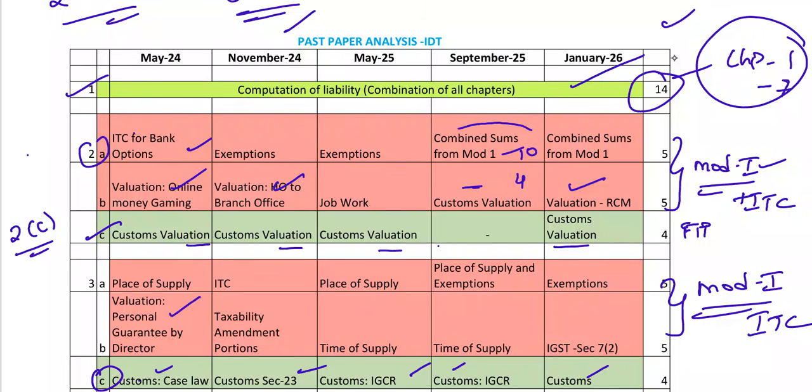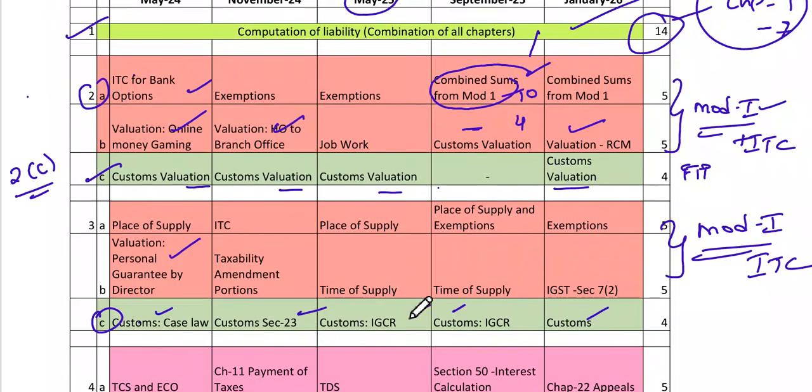Okay, see here in the September 25 attempt they have given a big question which is a mix of everything, a mix of valuation, exemption, place of supply, everything. This is a combined sum like the first sum. So they have given it for 10 marks. So this is the only attempt where they have not tested valuation in the descriptive part. Okay, anyway you are going to get a valuation question.